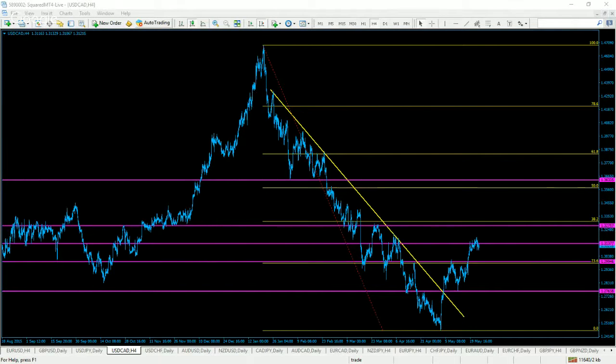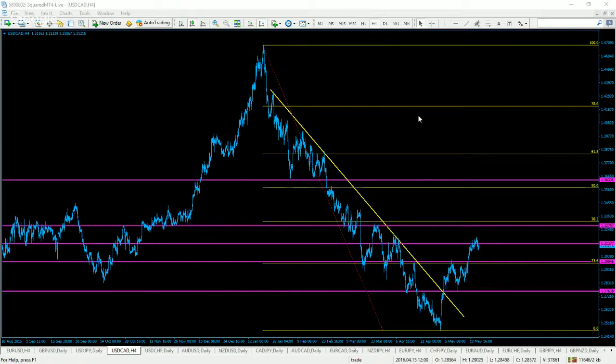We've also got the BOC rate decision today, the Bank of Canada rate decision. Although this is expected to be pretty much a non-event, there's not likely to be any volatility as there's no monetary policy report accompanying this decision.